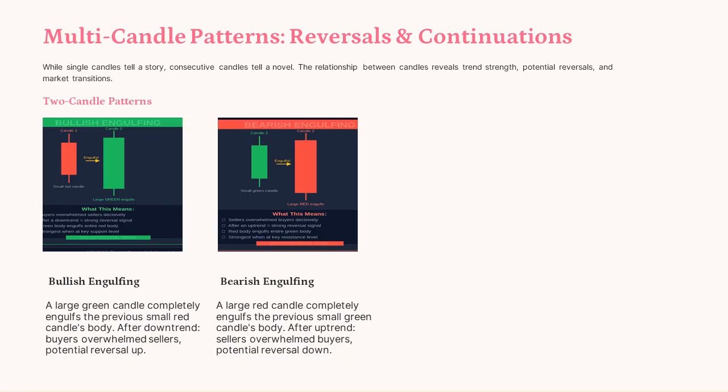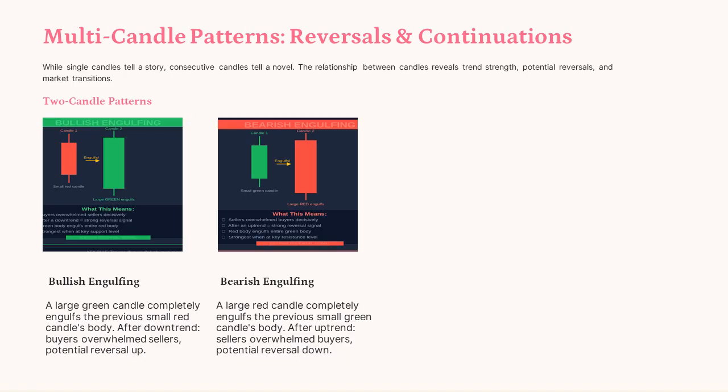Bullish engulfing. This pattern forms in a downtrend. The first candle is a small red candle. Bears are in control. The downtrend continues. Then something dramatic happens. The second candle is a large green candle that completely engulfs the body of the first candle. Not just the shadows, the actual body. The green body must completely cover the red body.